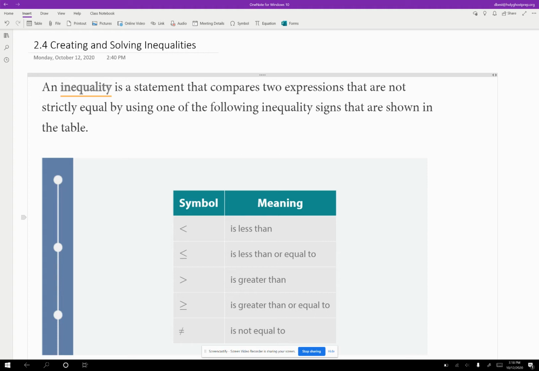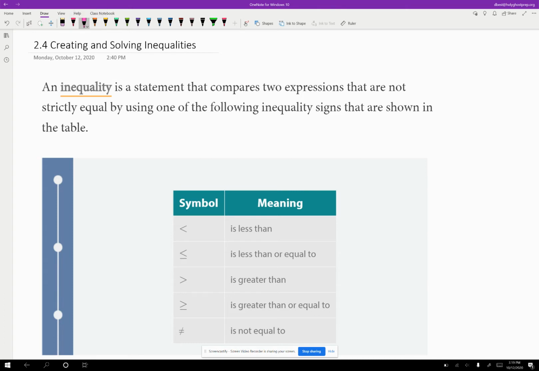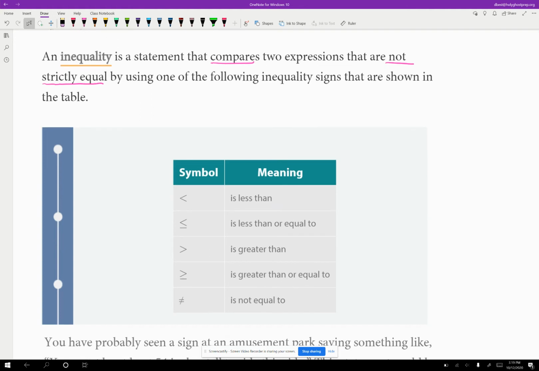We are going to move on to our next section. So I want you to set up your nice, neat, organized notes. We are in Chapter 2, Section 4, and we are talking about inequalities now. So an inequality actually compares two expressions that are not strictly equal. So we're not using an equal sign in this section. We're actually going to use one of our inequality signs. And we've seen these before. They were all in our summer work.